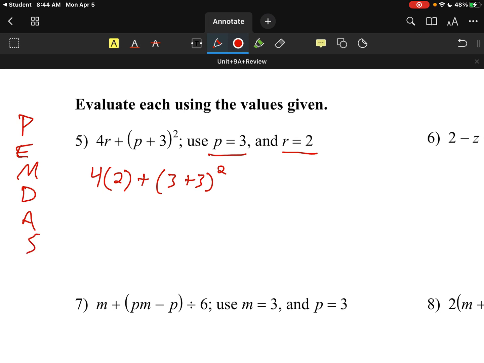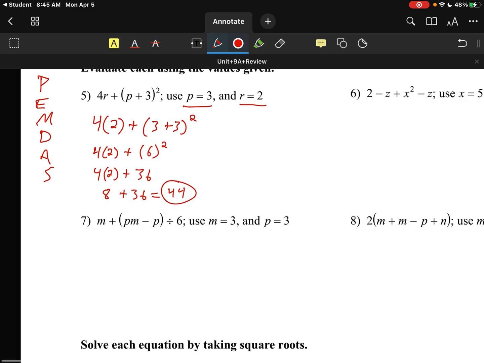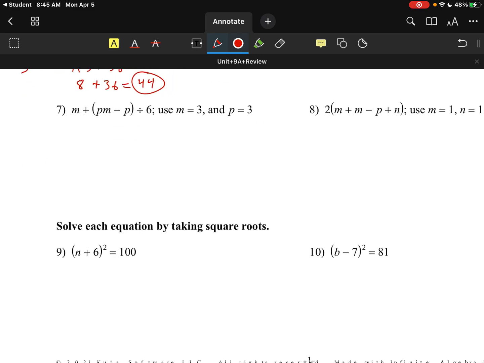So I do my parentheses first. 4 times 2 plus, and 3 plus 3 is in parentheses, so that's 6, and then squared. Then you do your exponents. So 4 times 2, 6 squared is 36. Do your multiplying. 4 times 2 is 8. And then do your adding. 8 plus 36 is 44. And you're done. Okay, so that's evaluating.